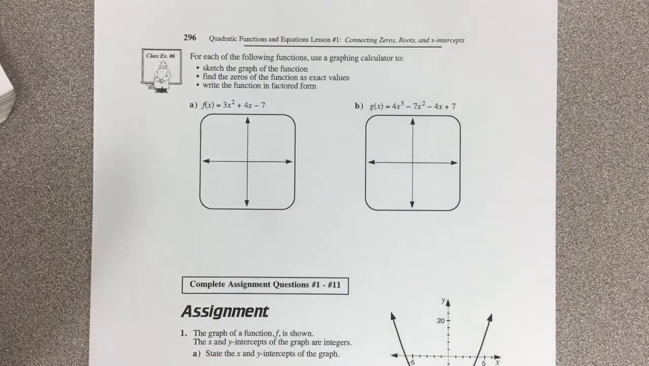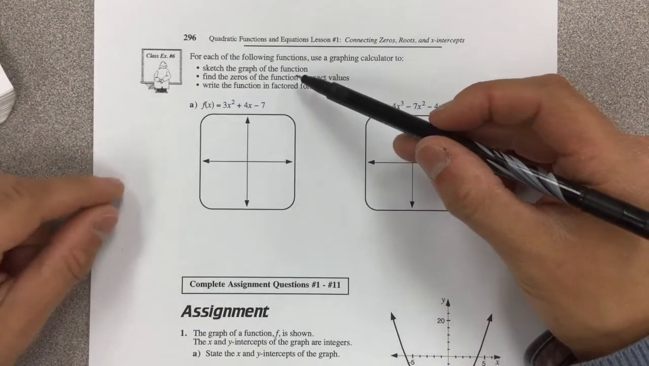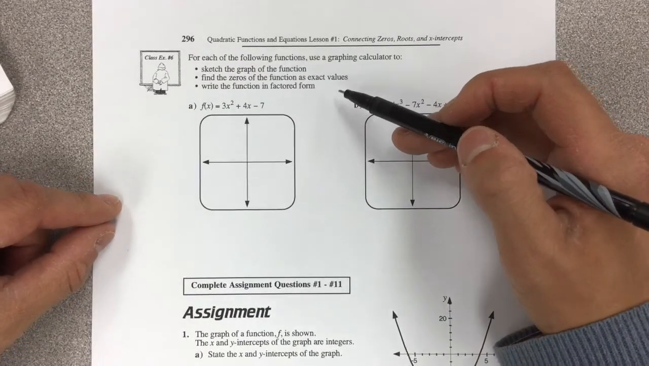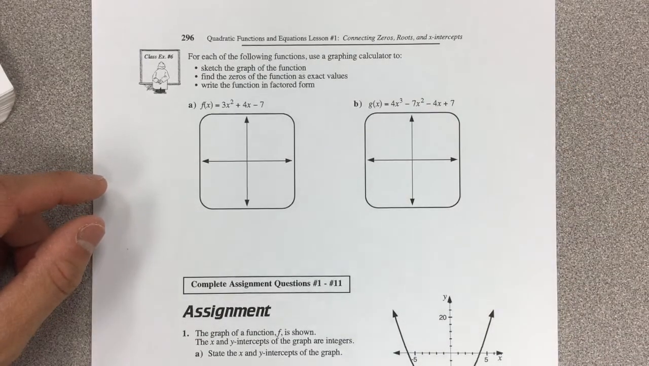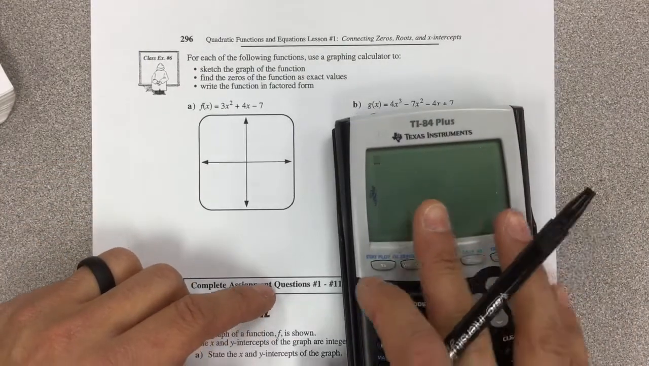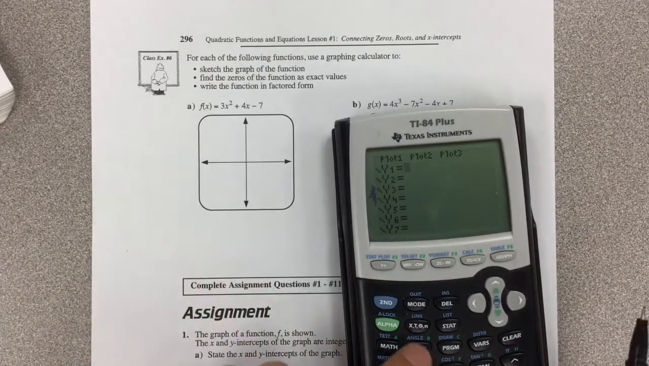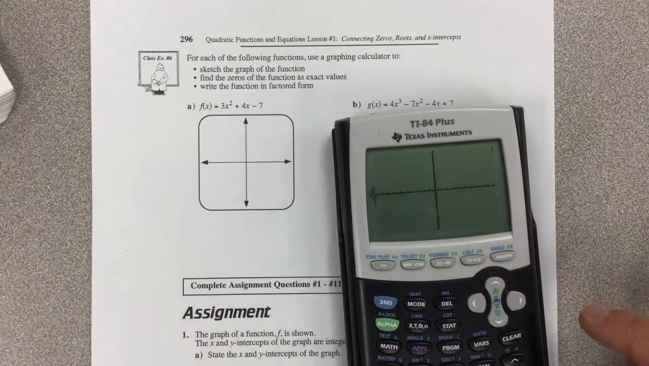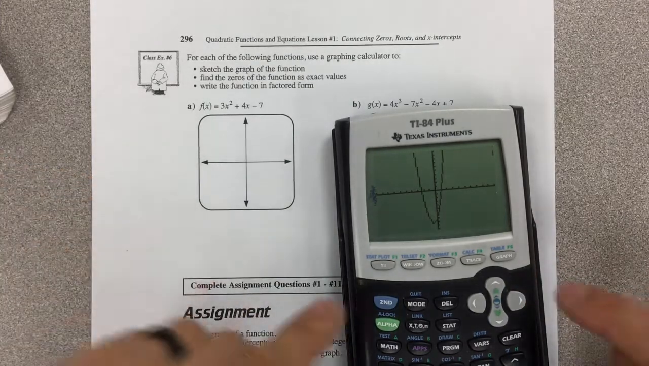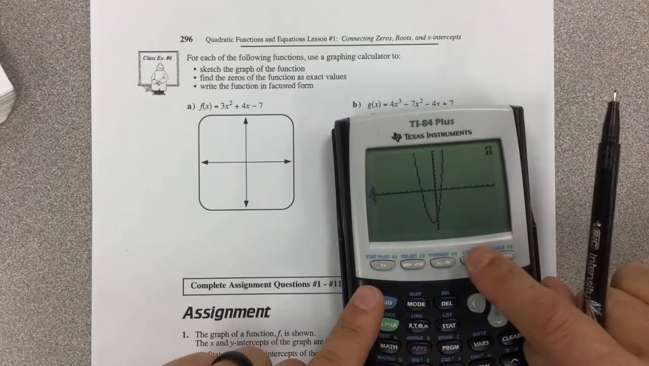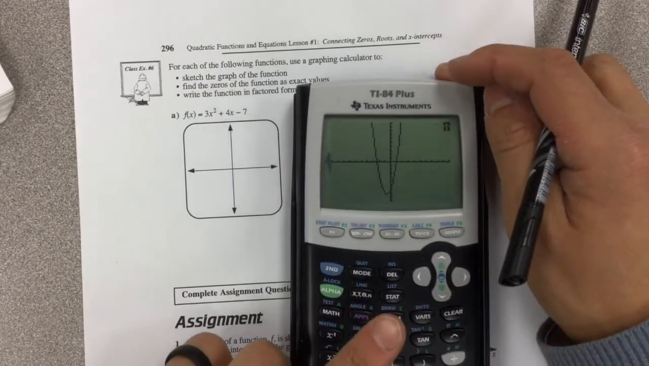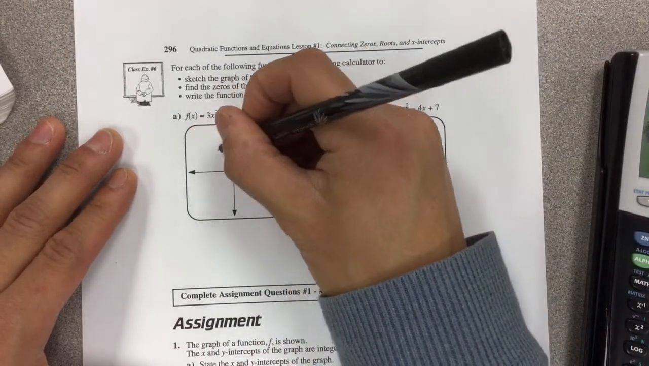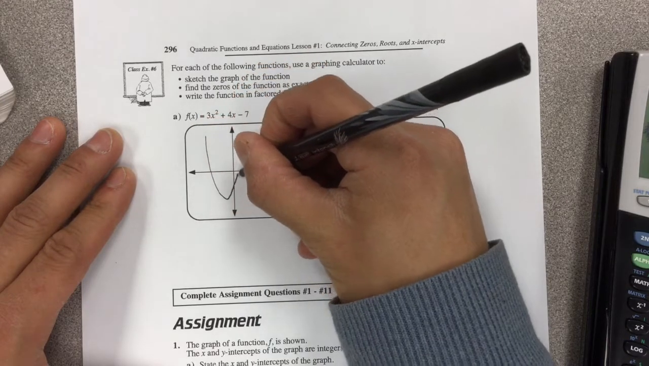For this last class example, what we want to do is sketch the graph of the function, and we want to find the zeros of the function as exact values, and then we want to write the function in factored form. So, first of all, if I were to graph this, we would have 3x squared plus 4x minus 7. And here we could use our 0 feature. And before we do that, I'll just draw the rough sketch. And so my rough sketch looks something like this.